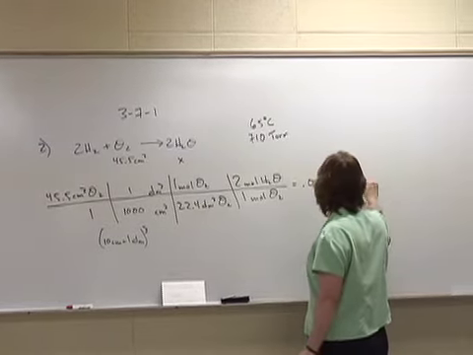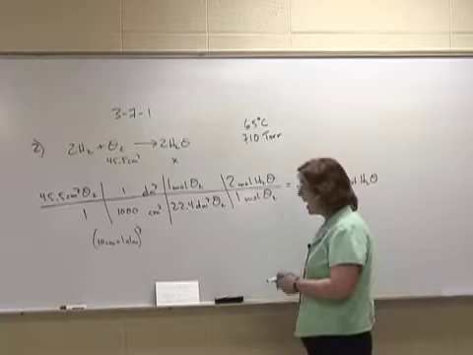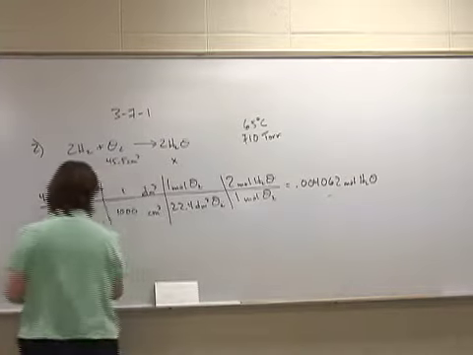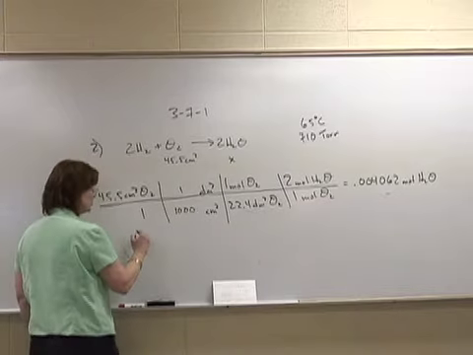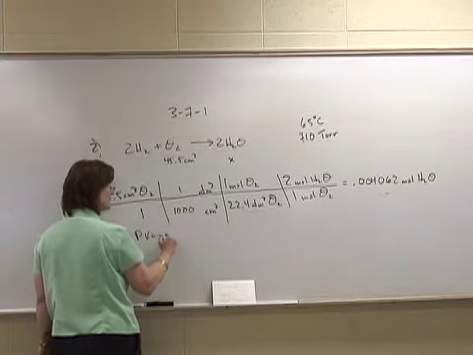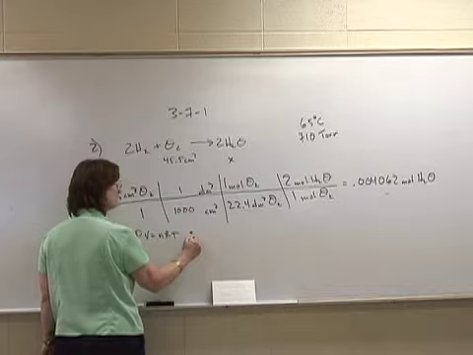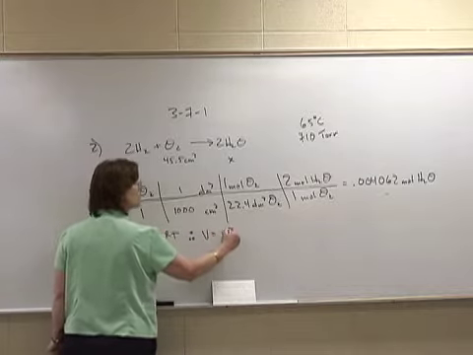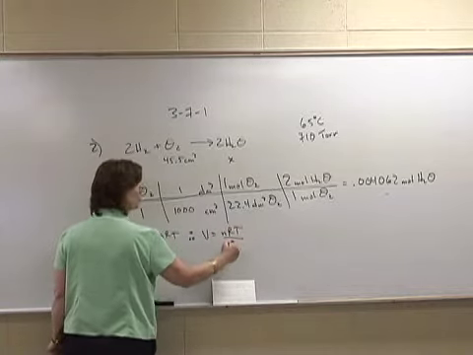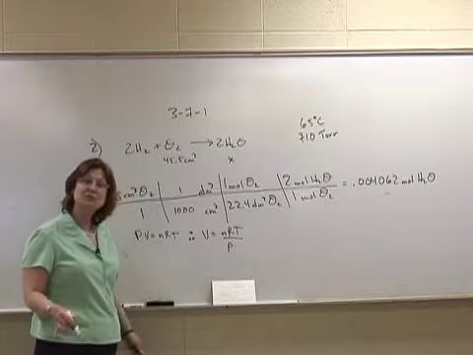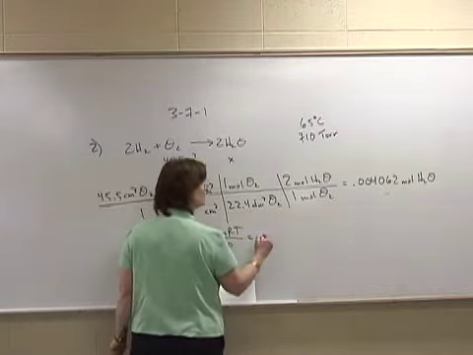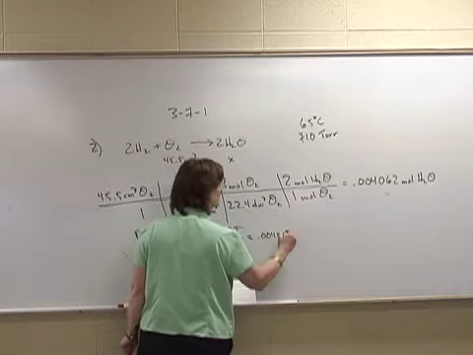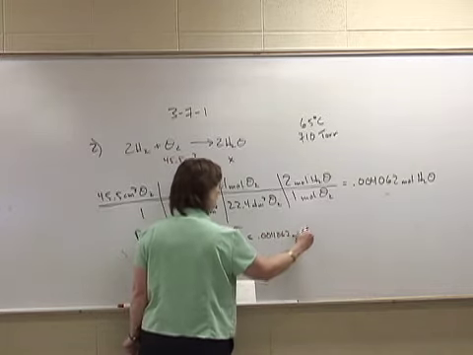0.004062 moles of water. And then we would take those moles and put them into the ideal gas law. And we would solve it for volume. PV equals nRT, and therefore volume equals nRT over the pressure. And then we just substitute those values into the ideal gas law. And we have 0.004062 moles of our water.